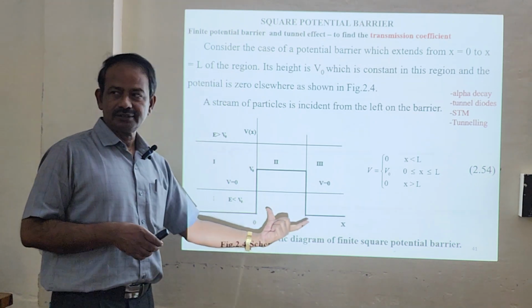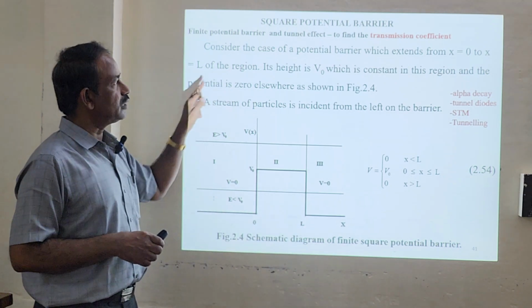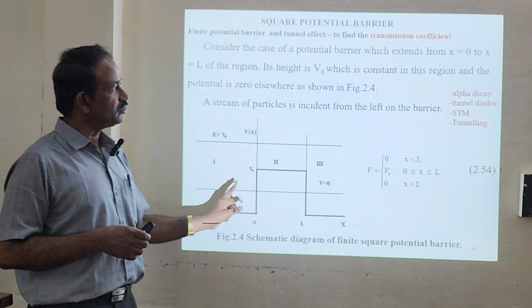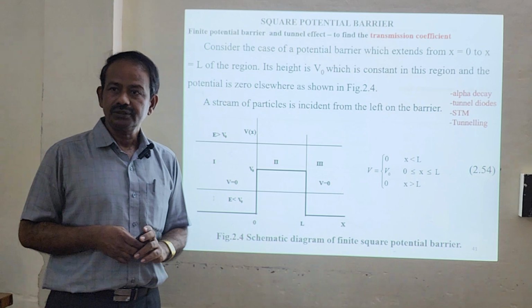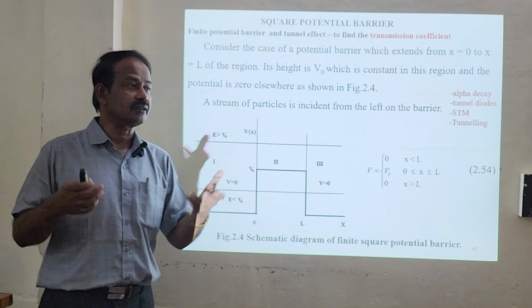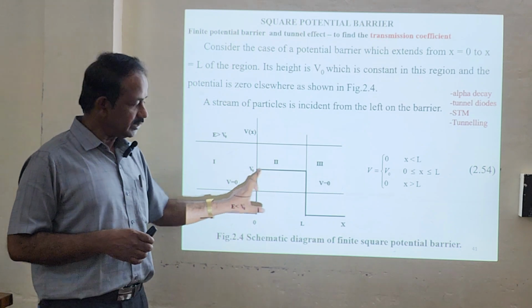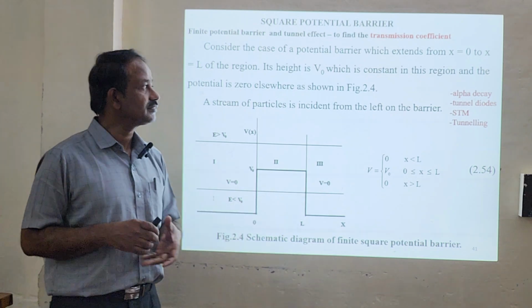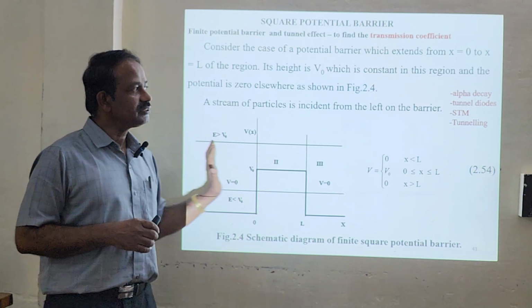Consider a case of a potential barrier. This is a potential barrier. It extends from 0 to L. The height is V0, which is constant in the region, and the potential is 0 elsewhere. So the potential is 0 on both sides. Inside it is constant. It can be 200 MeV or 500 MeV or 2 electron volts. So the potential height is constant inside the barrier, and it is equal to 0 on either side. A stream of particles is incident from the left onto the barrier.